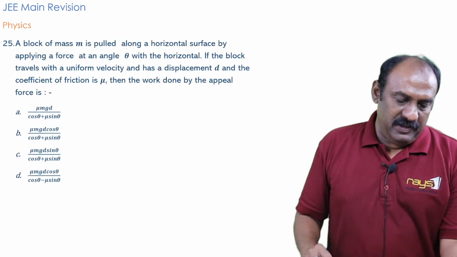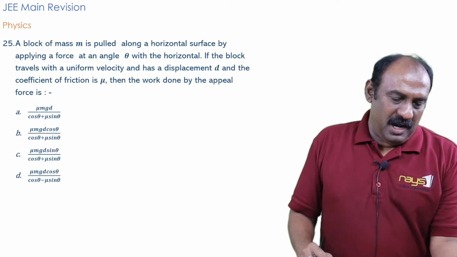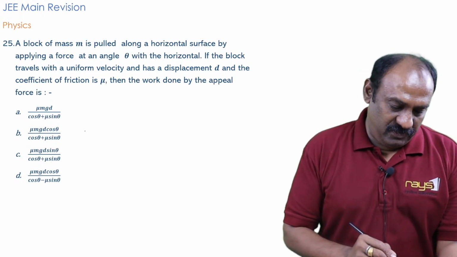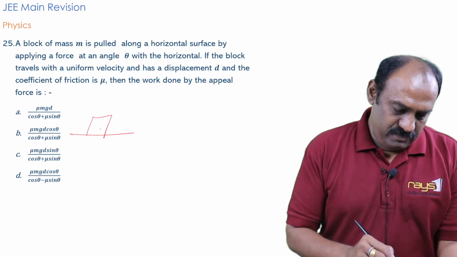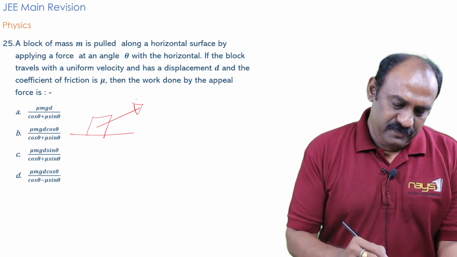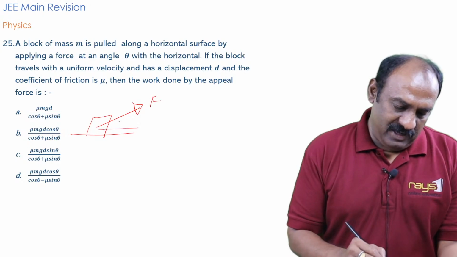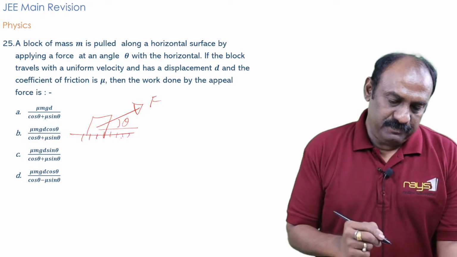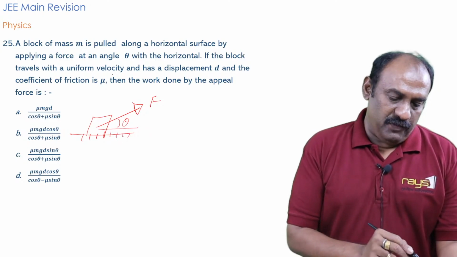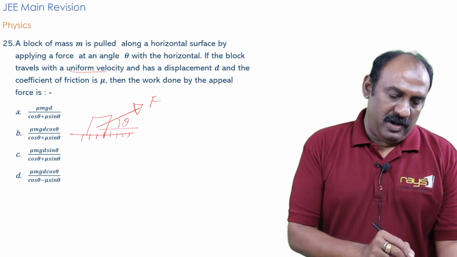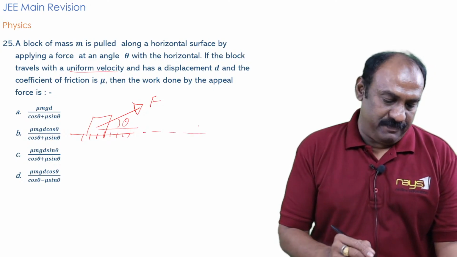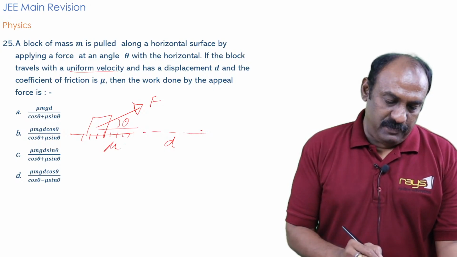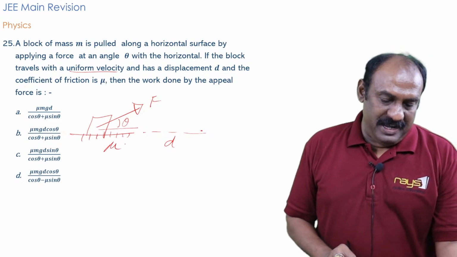Question number 25. A block of mass m is pulled along a horizontal surface by applying a force F at an angle theta with the horizontal. So what are the forces acting on the block? If the block travels with uniform velocity and has displacement d, and the coefficient of friction is mu, then what is the work done by the applied force?